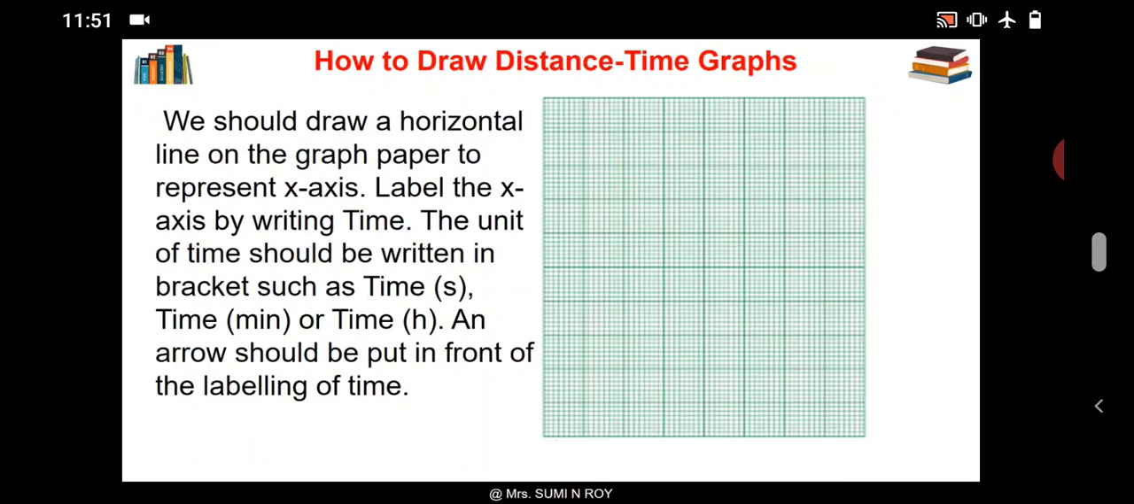Now, draw a horizontal line on the graph paper to represent the x-axis. Label the x-axis by writing time. The unit of time should be written in brackets, such as time in second, time in minute or time in hour. An arrow should be put in front of the labeling of time and its unit, like time (second).